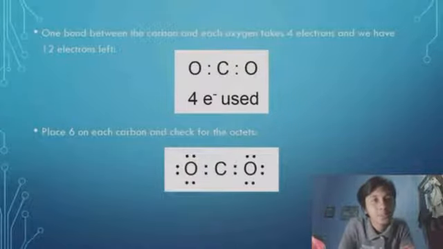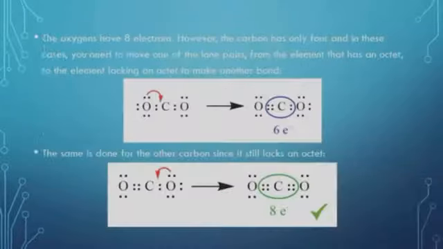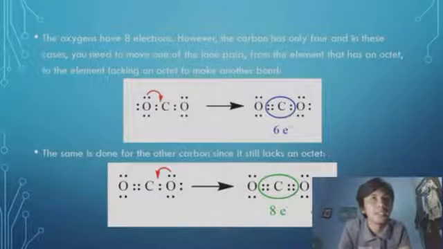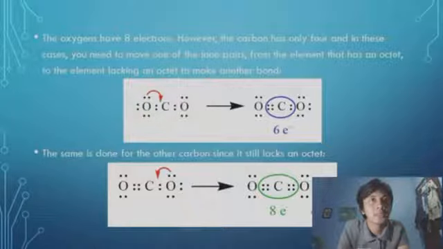When we are talking about octets, it consists of 8 bits, or in chemistry, the octet is the arrangement of 8 electrons in the outer electron shells of the noble gas atoms. It's stated here that the oxygen has 8 electrons, however the carbon has only 4, and in these cases you need to move one of the lone pairs from the element that has an octet to the element lacking an octet to make another bond.